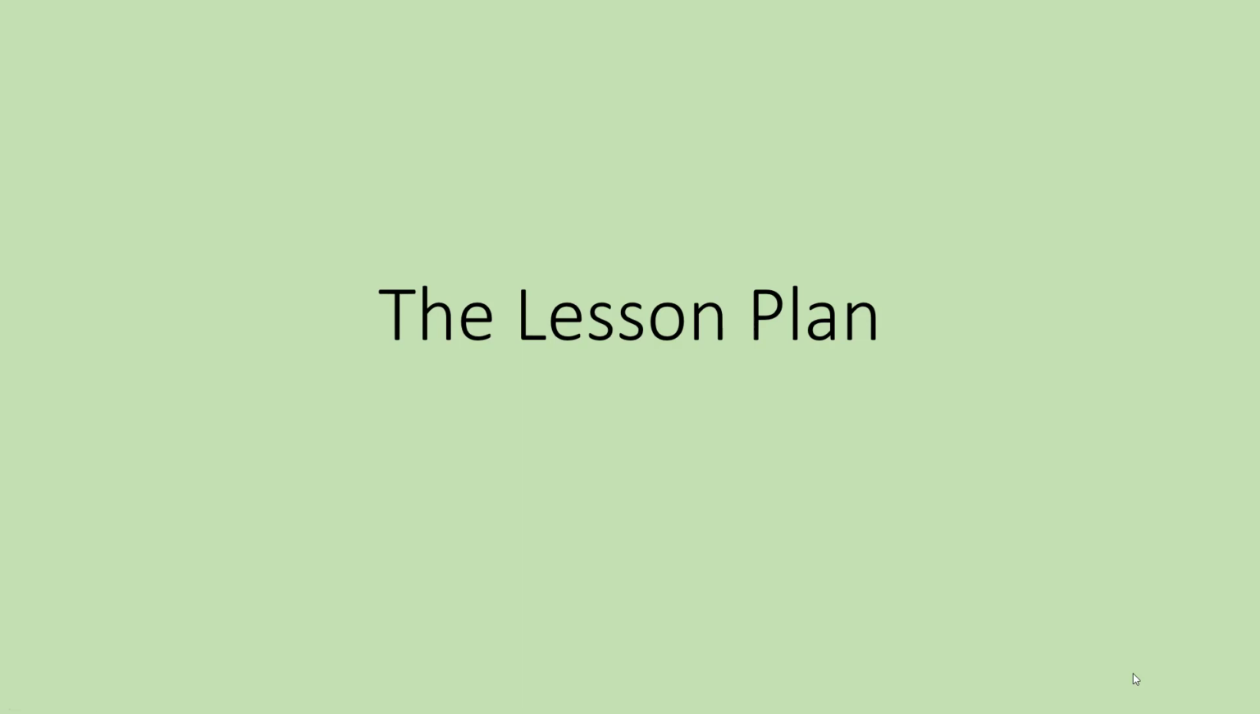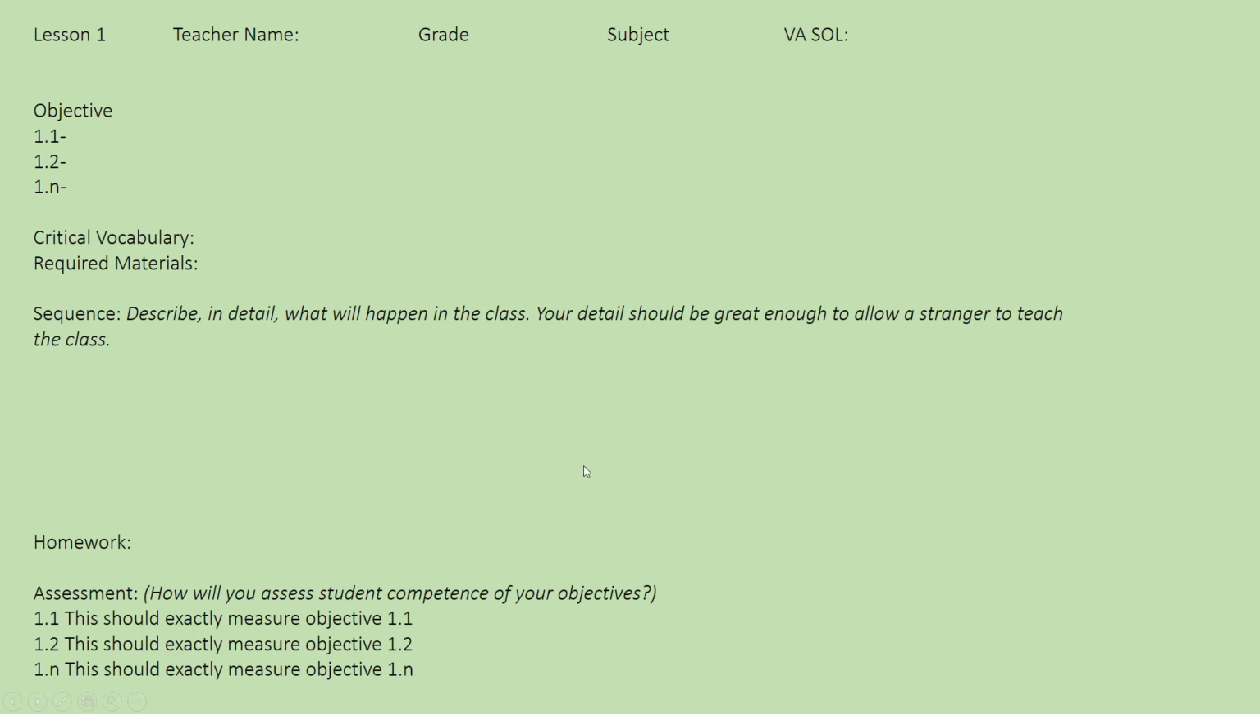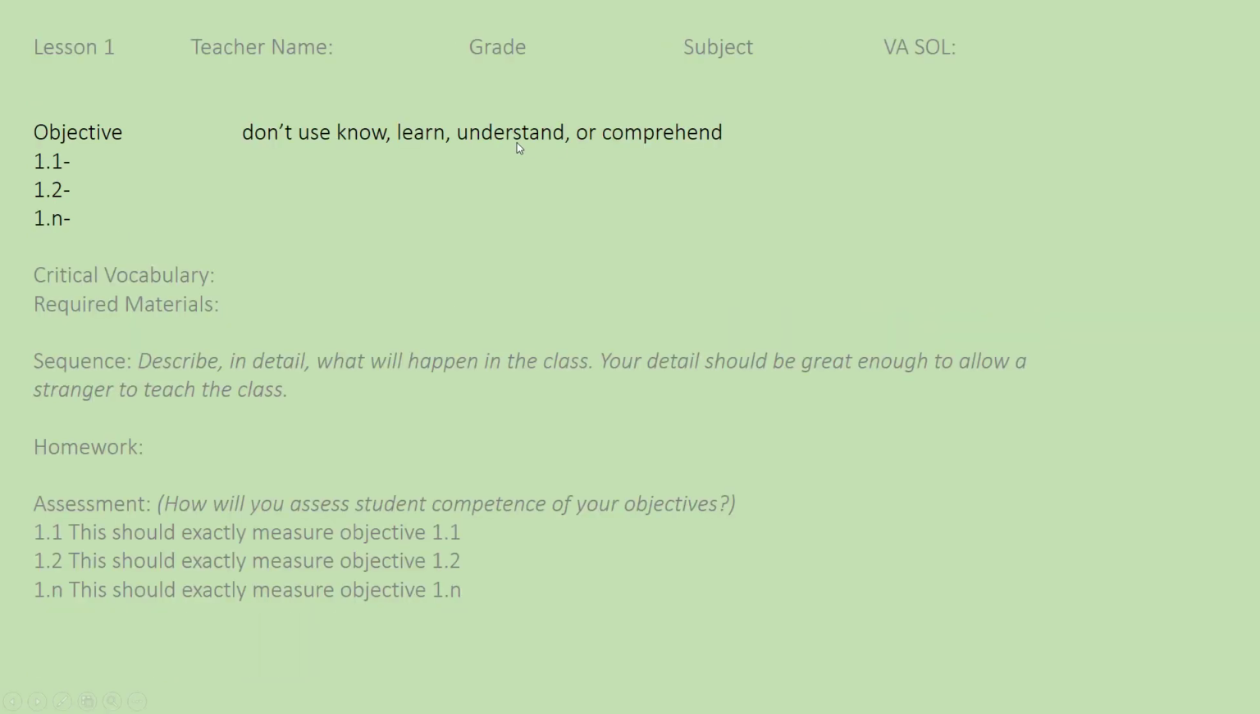Let's look at basic lesson planning. How do you write a lesson plan anyway? Well, this is the basic structure we use at Roanoke College. Every lesson has a title. You put your name, the grade you're teaching, and the subject you're teaching in that grade, and then the Virginia Standard of Learning, or SOL, that you are addressing with this lesson. Those are found on the Virginia Department of Education's webpage.